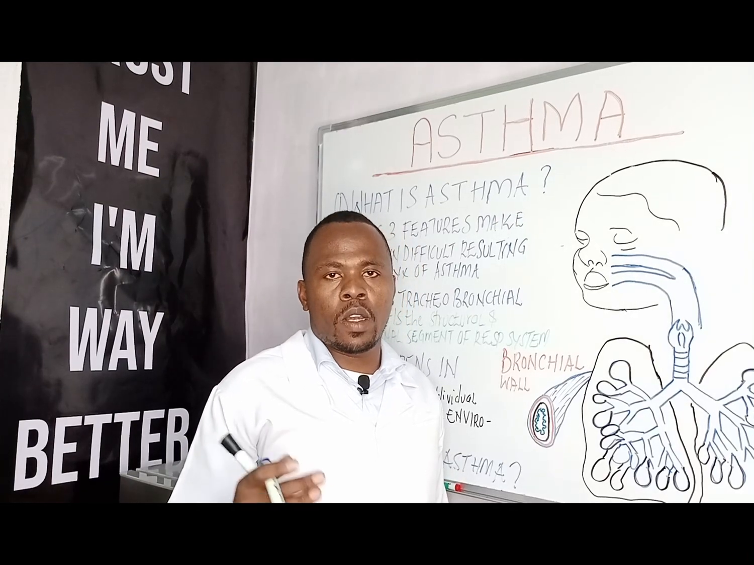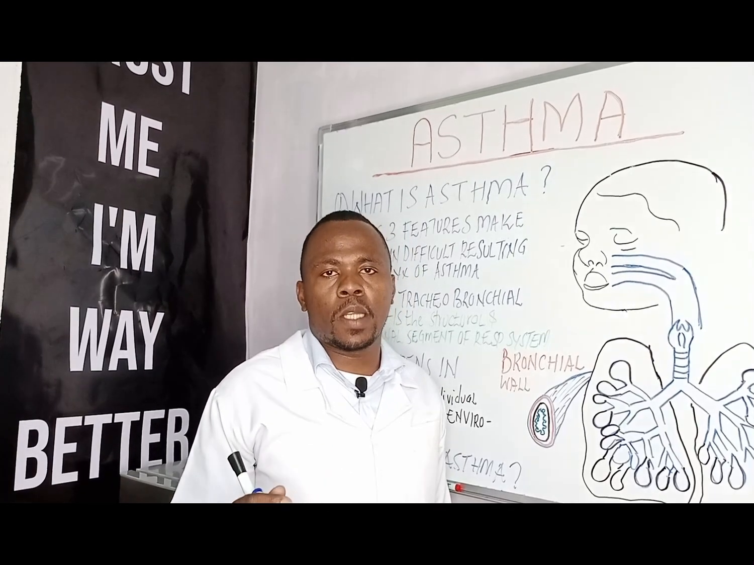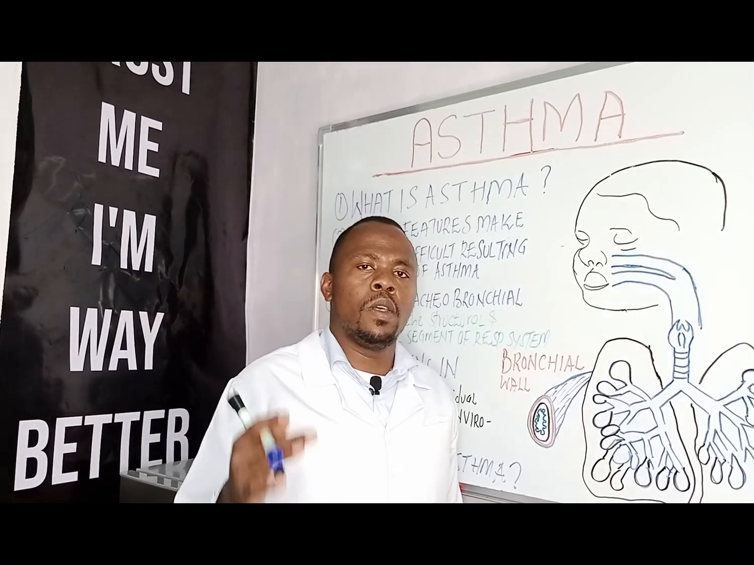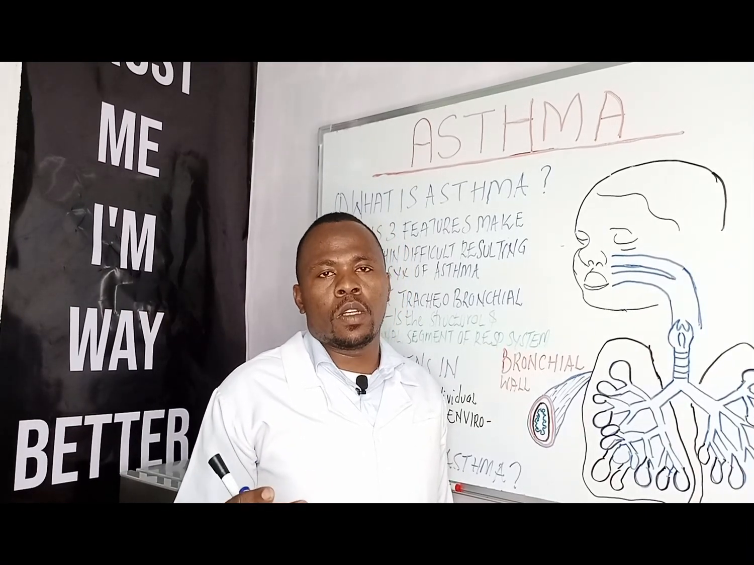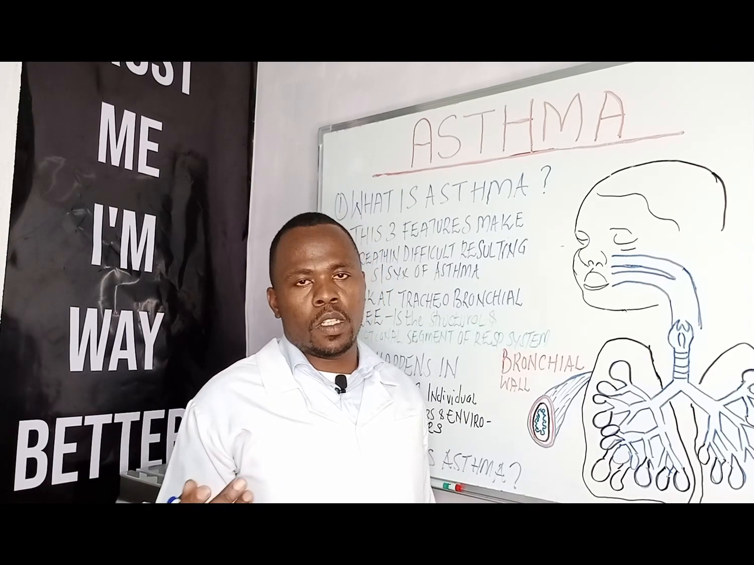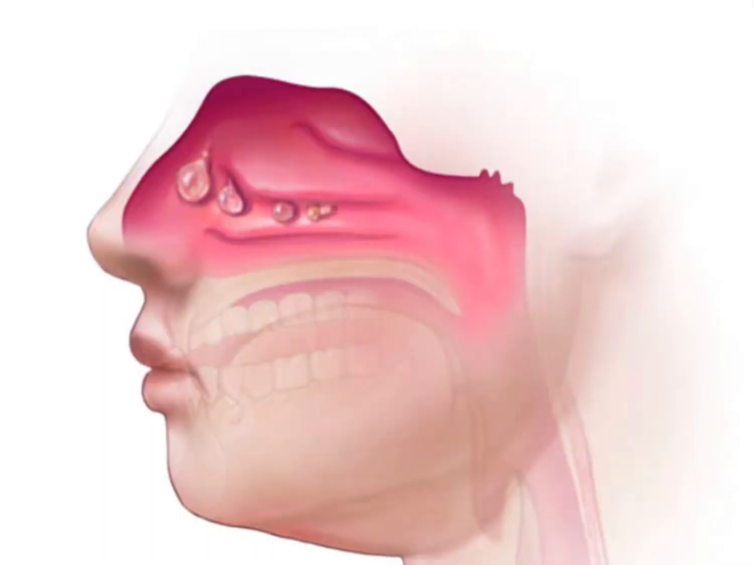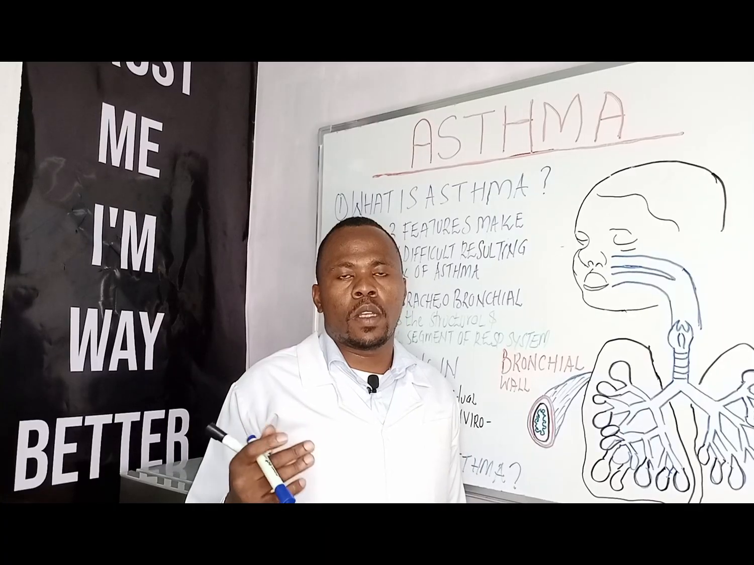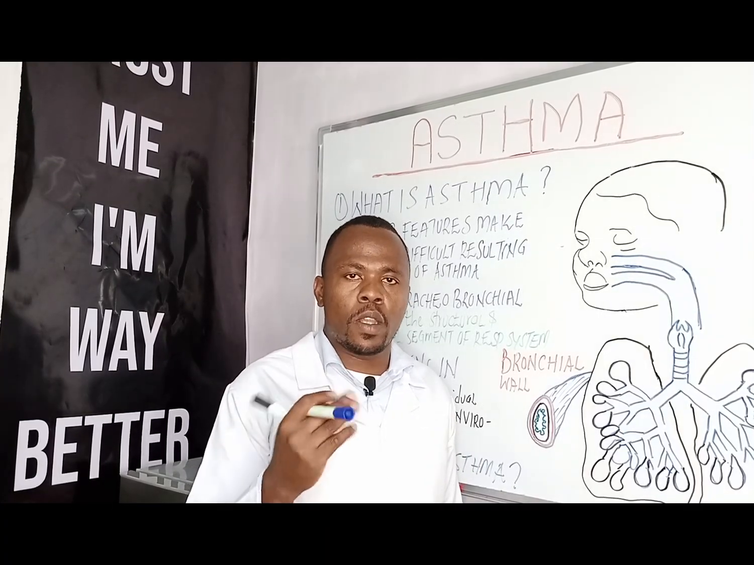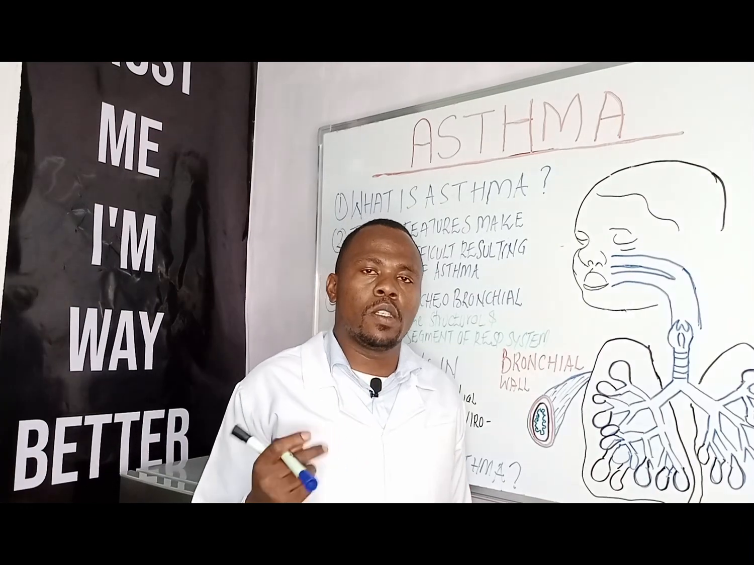We also have another thing we call Samter's triad. Samter's triad consists of nasal polyps, aspirin sensitivity and asthma. Nasal polyps are soft, non-cancerous growths that are painless, that are found within your nose cavity.